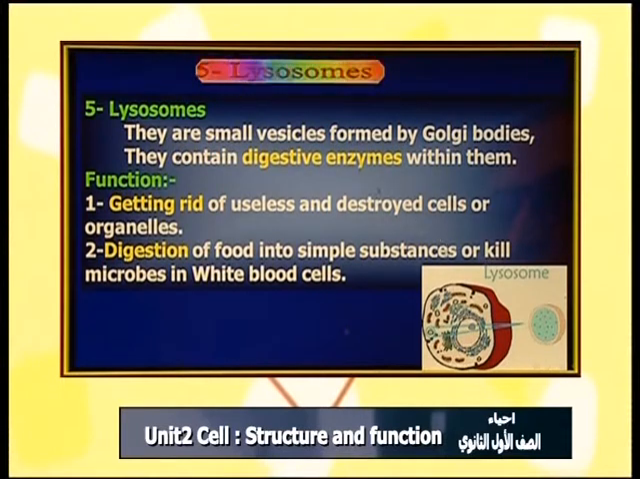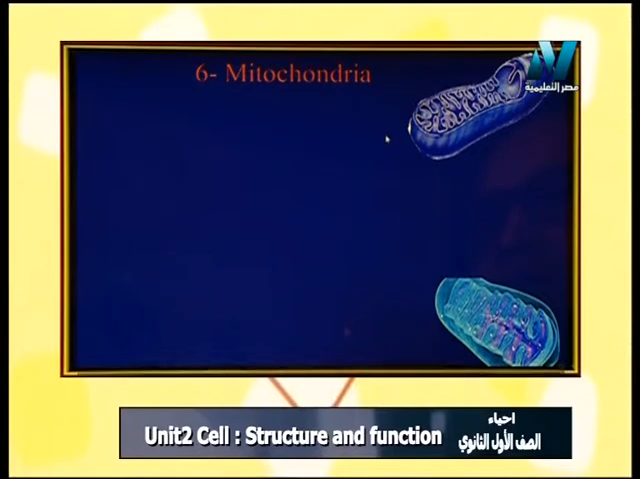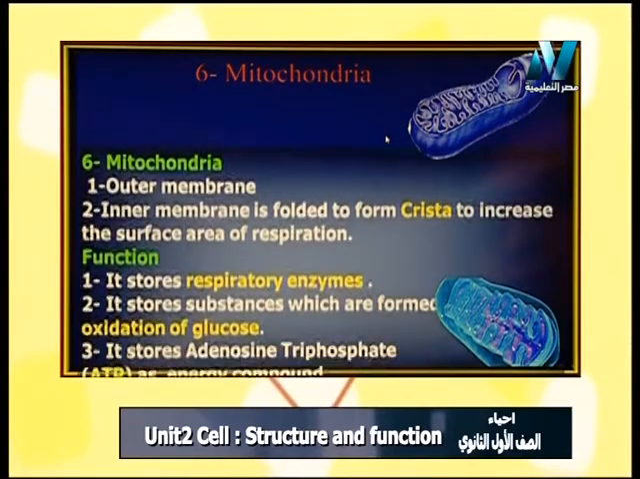Number one, getting rid of the useless and destroyed cells or organelles. Number two, digestion of food into simple substances or killing microbes in white blood cells. يبقى زي ما في lysosomes موجودة في السمول intestine مثلا، يبقى ده علشان فيها digestive enzymes to digest the food, but located inside the white blood cells to secrete enzymes or containing enzymes to digest and kill the microbes. دي اللايزوسومز. طب نيجي لحاجة مهمة قوي اسمها mitochondria.